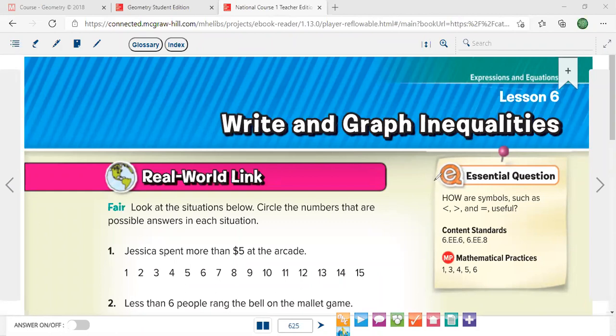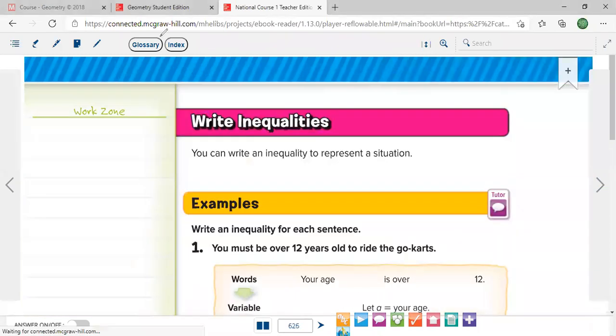In chapter 8, lesson number 6, write and graph inequalities. From the title, we can see that we need to write an inequality and also we need to learn how to graph inequality. So let's see how we can write inequality.